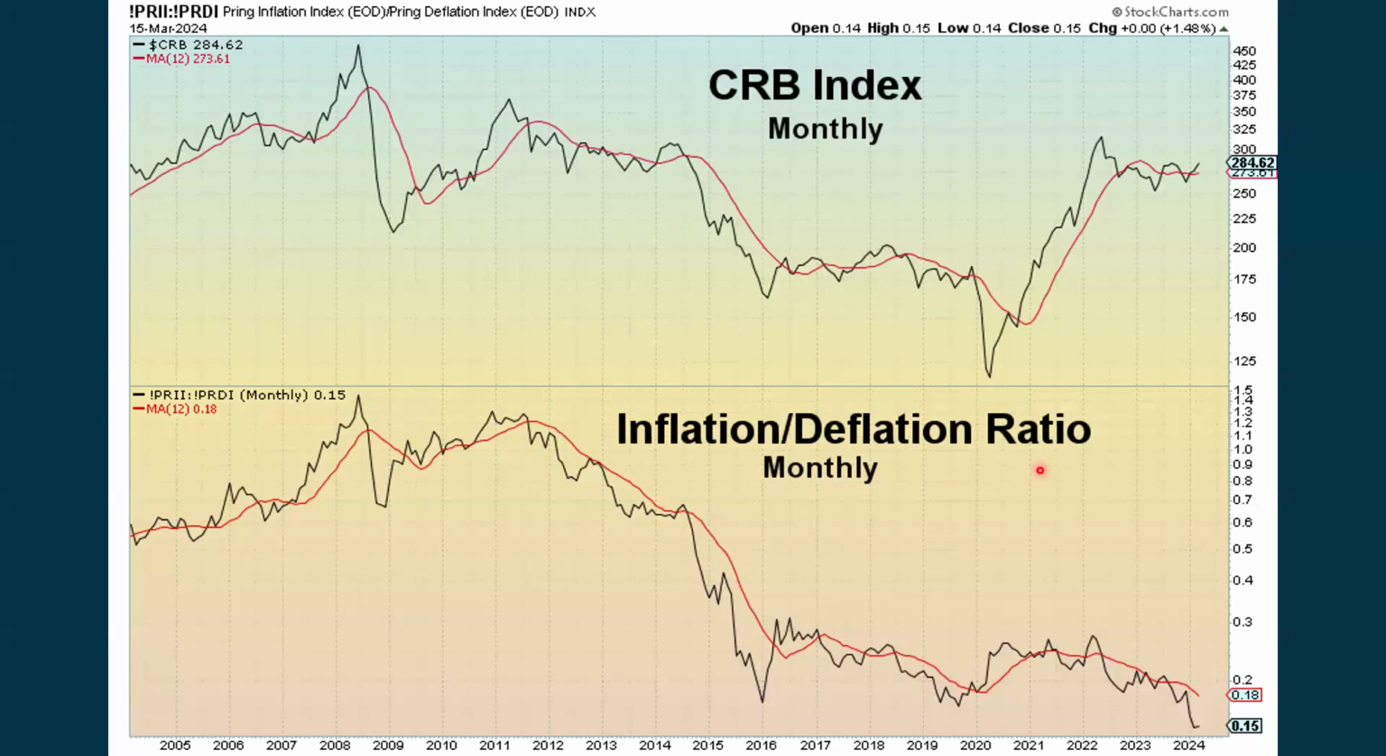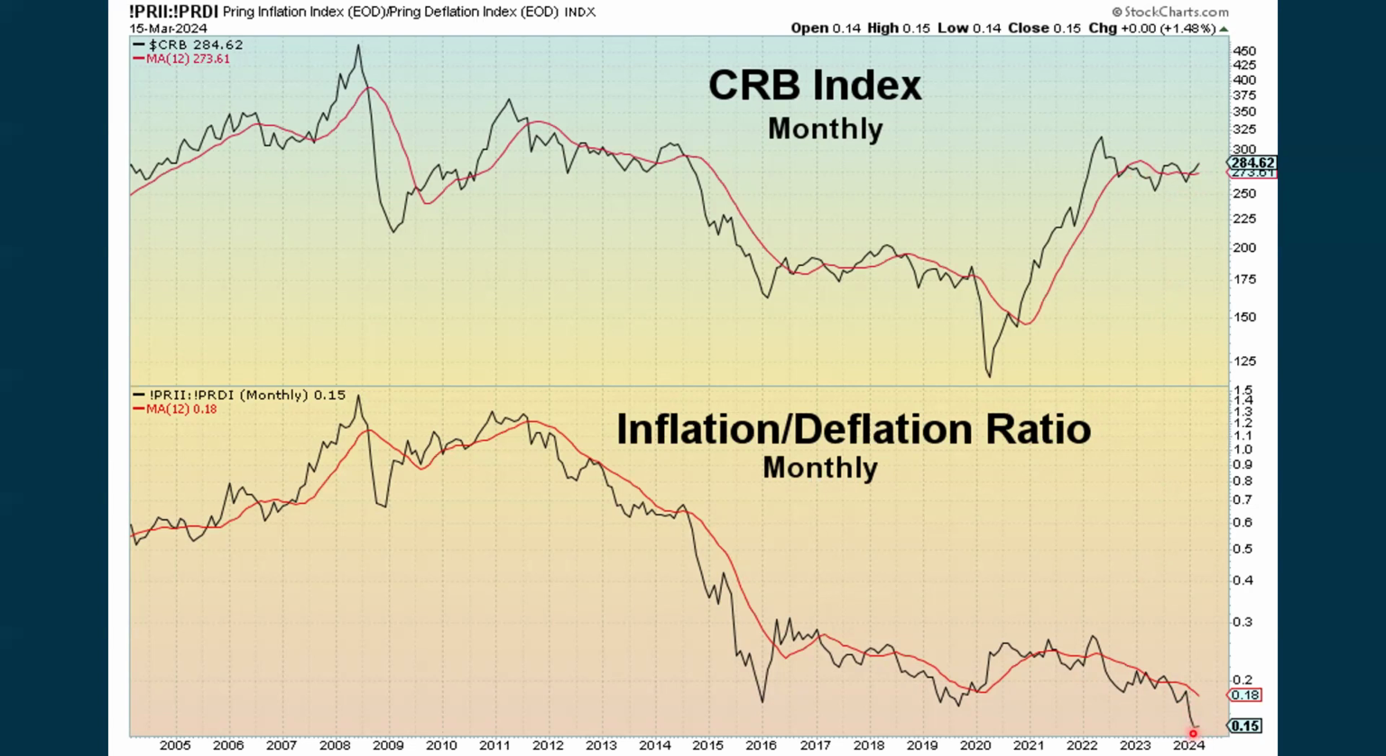This is a monthly chart of the CRB. Those are commodities, and we saw a little bit of an uptick so far. We're coming slightly above the moving average, but the moving average is pretty much flat. We also look at a ratio between inflation and deflation on a monthly chart. When this is going down, that means inflation is underperforming or deflation is outperforming. And we have been declining, but now we're starting to get a little bit flat.